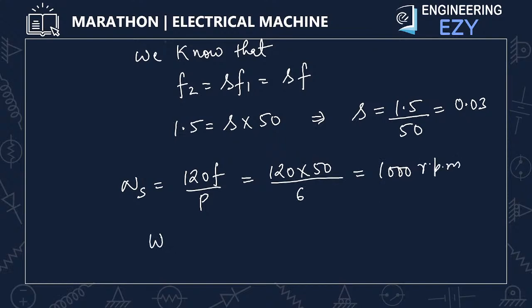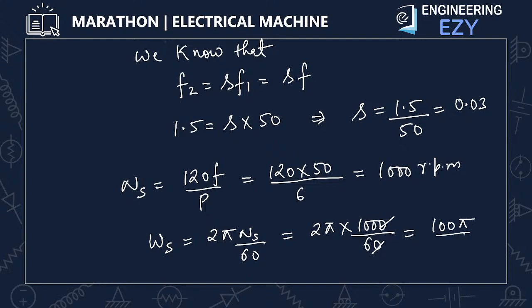Now you can calculate omega s is equal to 2 pi Ns by 60, because we are calculating in radian per second. So it is 2 pi multiplied by 1000 divided by 60. Machine questions are a little bit calculative. You already know that in machine or power system questions, you have to do a little calculation, so you must be mentally ready for some calculation in this type of question. So it is 100 pi by 3 radian per second.